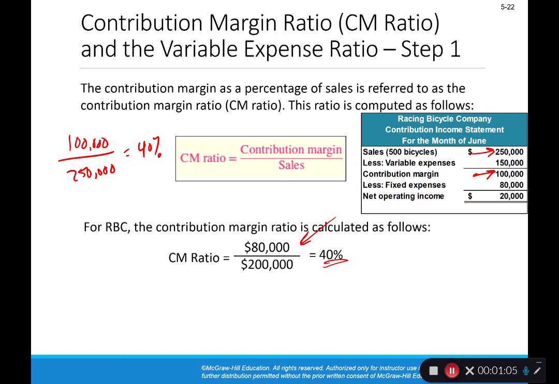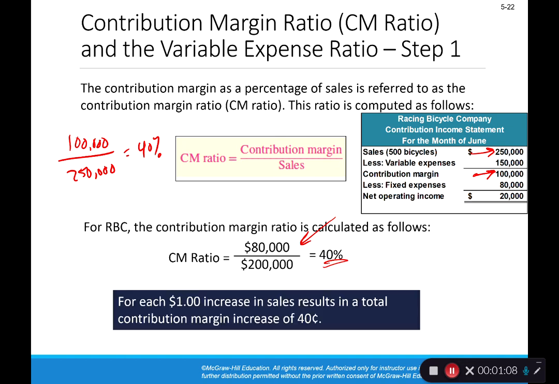So what does that 40% mean? It means for each $1 increase in sales, contribution margin goes up 40 cents. So as an example, if we were at 200,000 in sales, if we go up to 250,000, we could take that 50,000 increase in sales times 40%. That tells us that our CM goes up by 20,000.